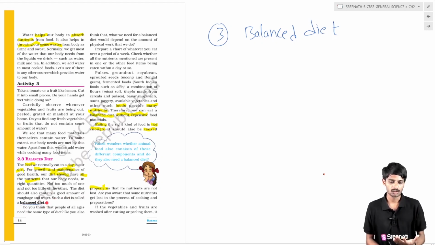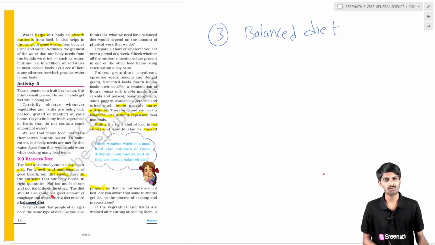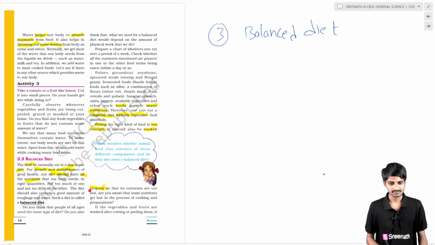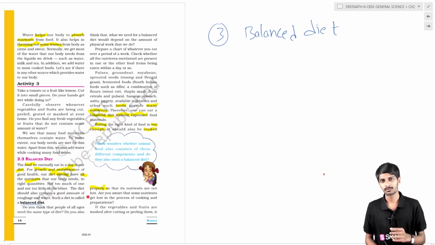A good diet contains all nutrients. What are the nutrients? Carbohydrates, vitamins, minerals, proteins, fats, and in addition some vitamins, some minerals, roughages and water. If we are having all these required nutrients, then we call it a balanced diet. People think that a balanced diet is only possible for rich people. That is not the correct statement. Why? Because we can get a balanced diet at cheaper rates also.